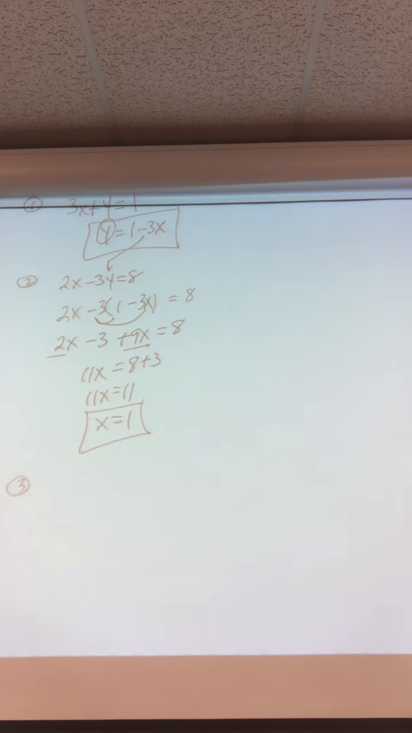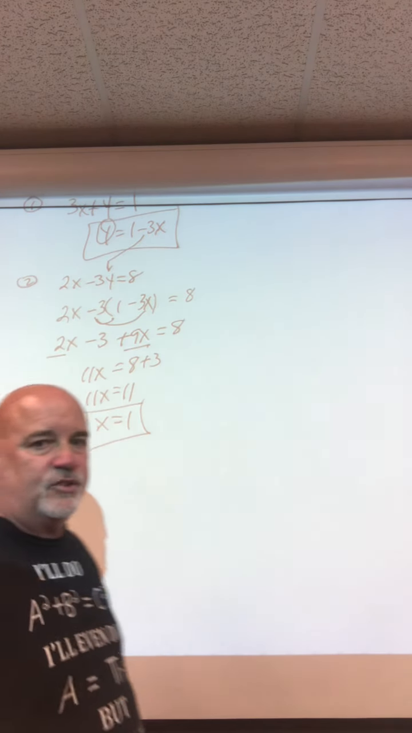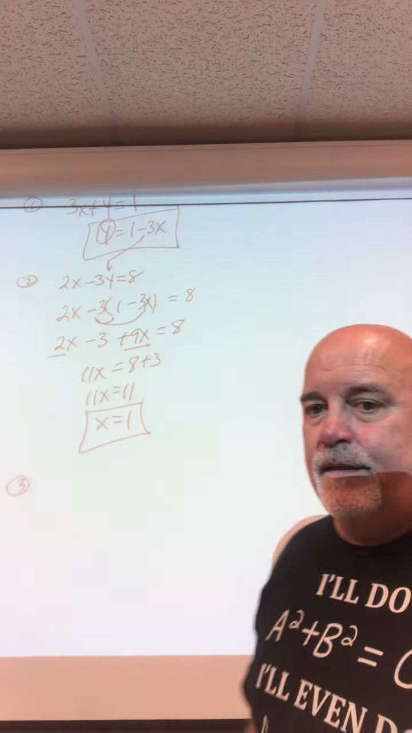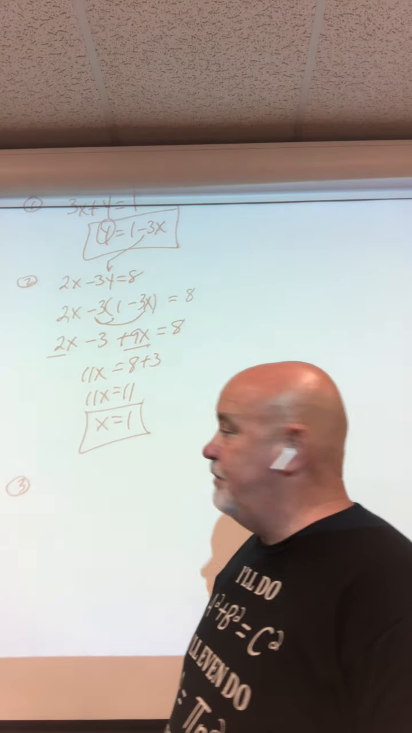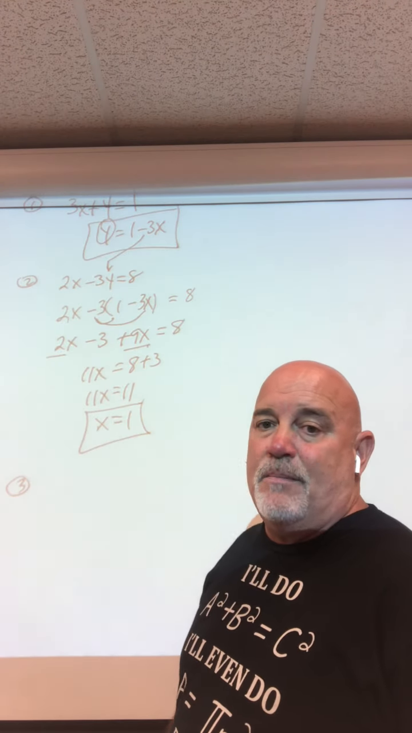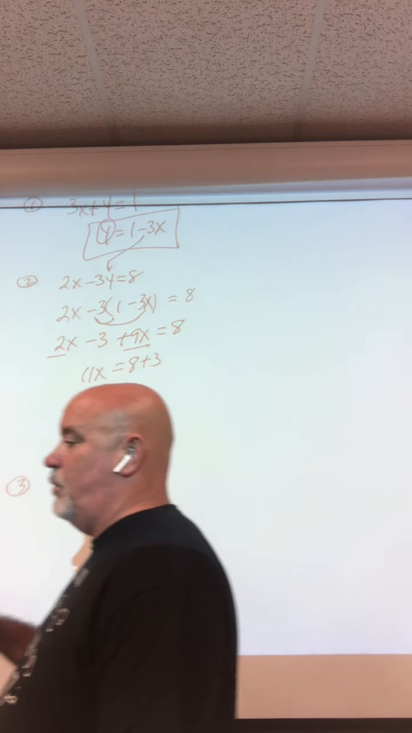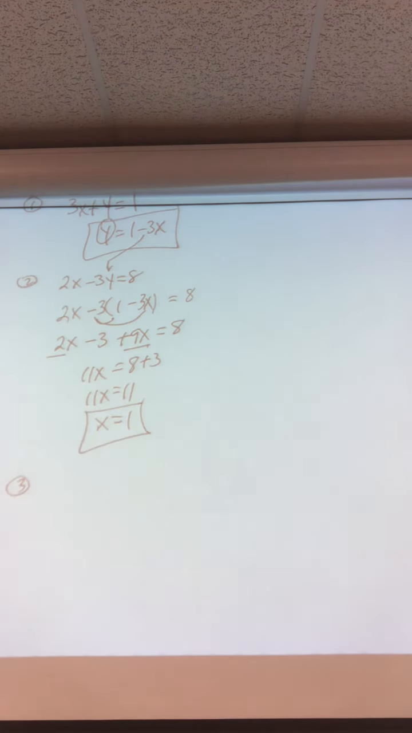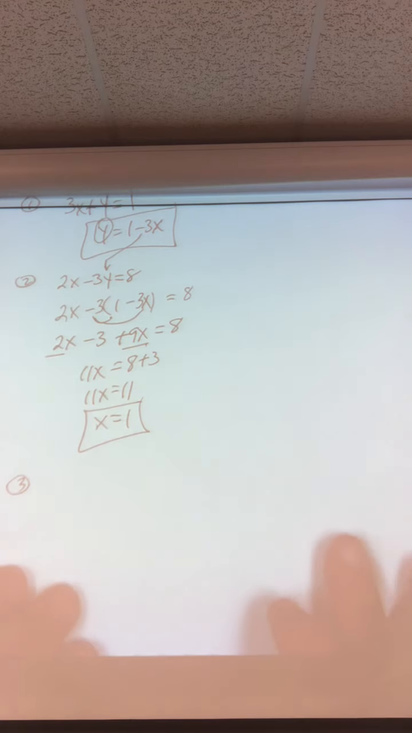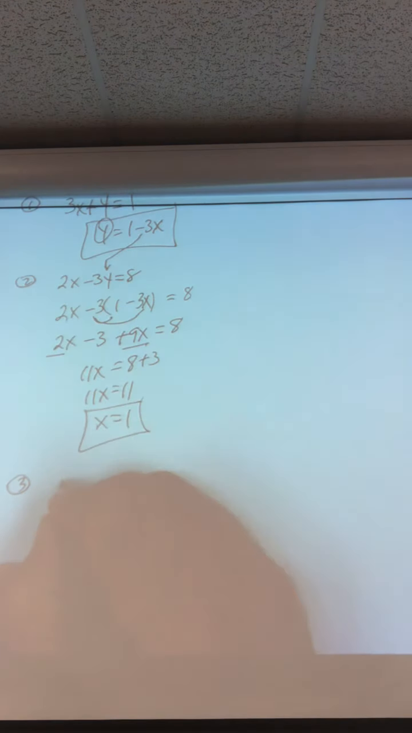Use the results from step 1 and step 2 to find the remaining variable. Okay? What was the results from step 1? Let me write it back down. What was the results from step 2?